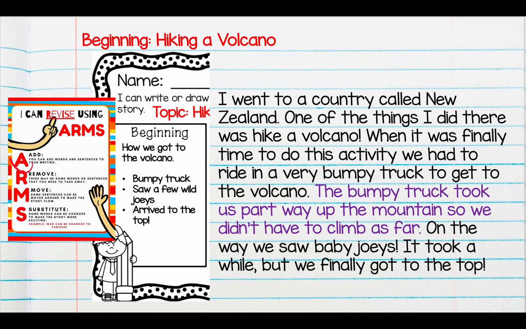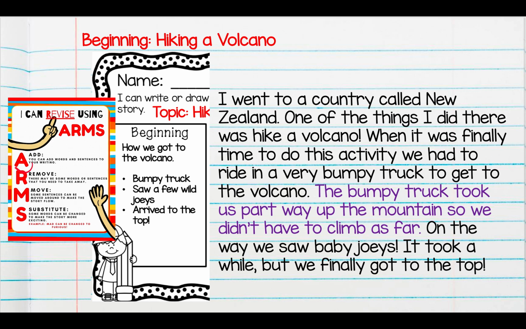I'm going to take you through the beginning, middle, and end of my story. Since I'm mostly focusing on adding, I have that A circled, but remember, we can do more than just add. Everything written in purple is something that I've added to my story. So, I went to a country called New Zealand. One of the things I did there was hike a volcano. When it was finally time to do this activity, we had to ride in a very bumpy truck to get to the volcano. Here's the sentence I chose to add. The bumpy truck took us partway up the mountain, so we didn't have to climb as far. I felt like that was a good detail for my readers to know.